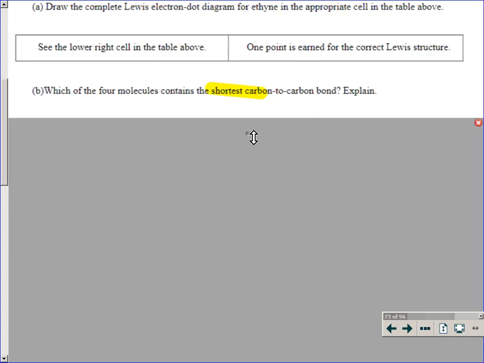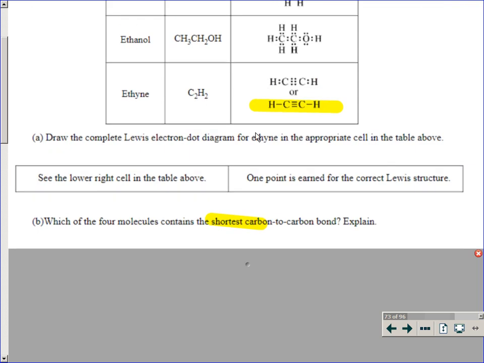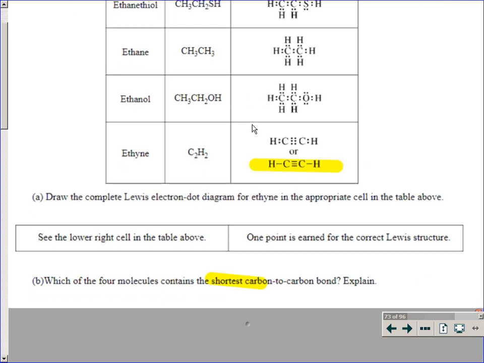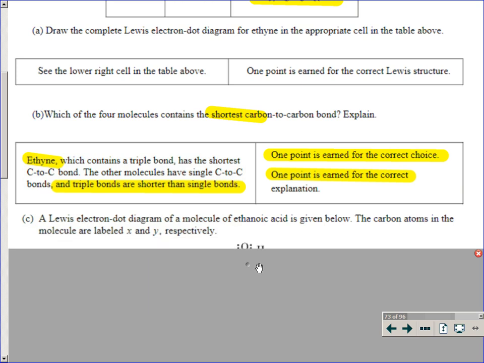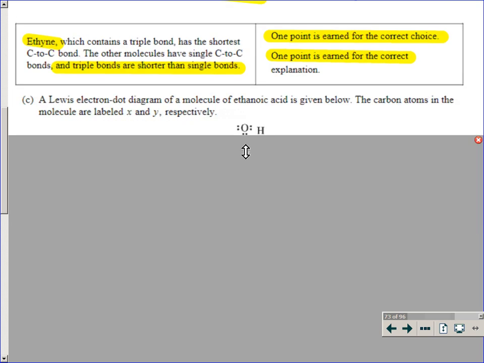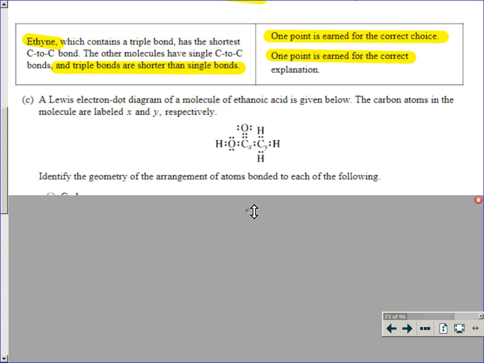And then shortest carbon bond, well, which one should it be, guys? Right, ethine, which is your triple bond. You got a point for the correct choice being ethine, which you just pull directly from the chart itself. And then your justification is that triple bonds are shorter than single bonds. Don't say more. Who wrote more than that? Good, we're getting better. Not trying to blab on forever with our justifications, just simply because you're not going to have time.